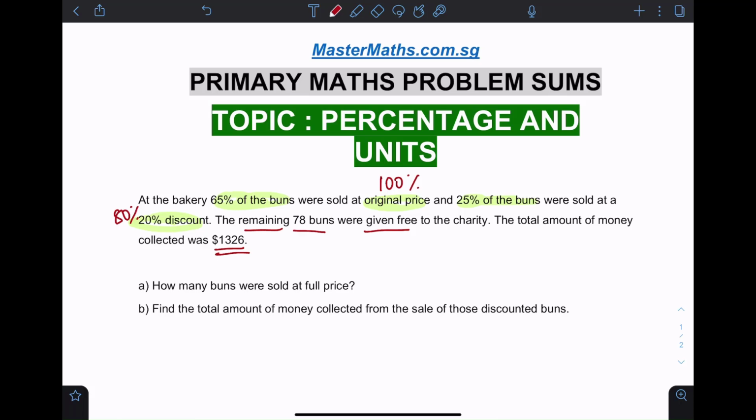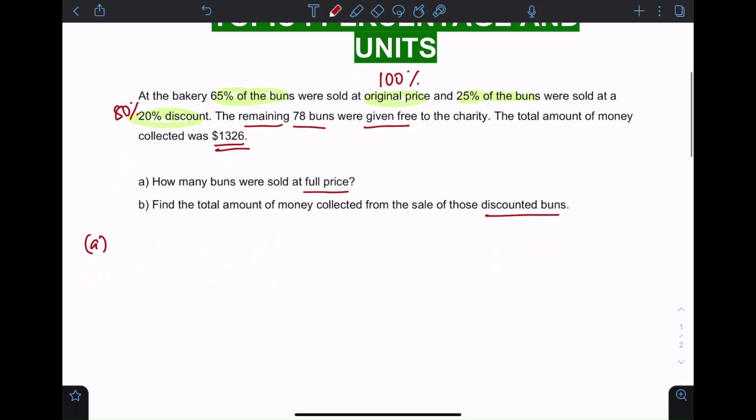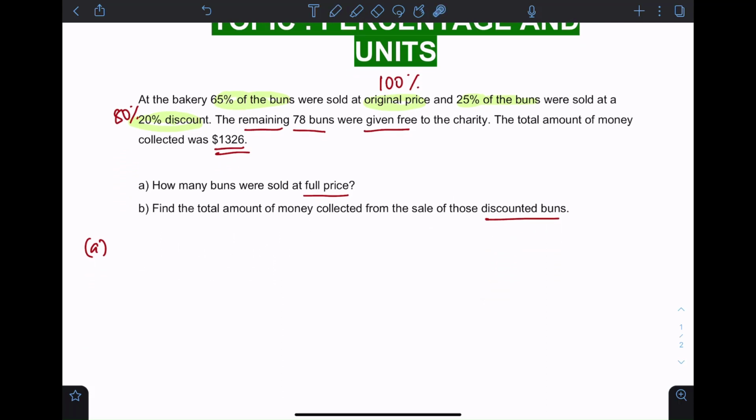Okay, part A, how many buns were sold at full price? Part B, find the total amount of money collected from the sale of discounted buns. So let's dive into the question. We know that the amount of money collected is really from the 65% of the buns and also that 25% of the buns, because the remaining buns were given for free. There's no money collected here.